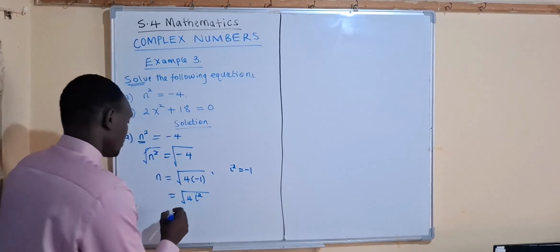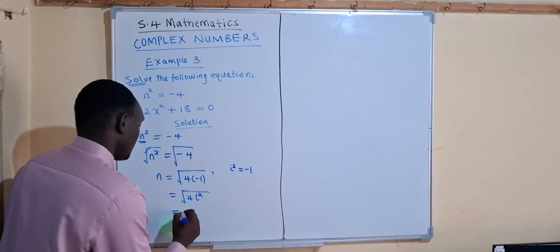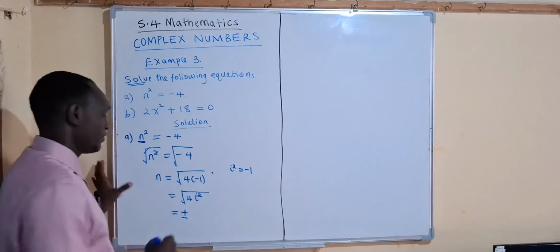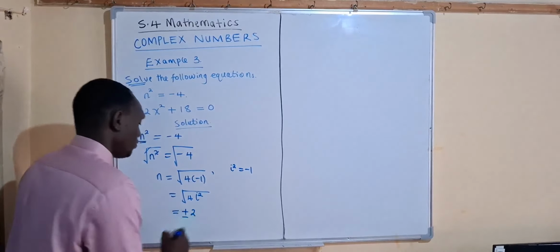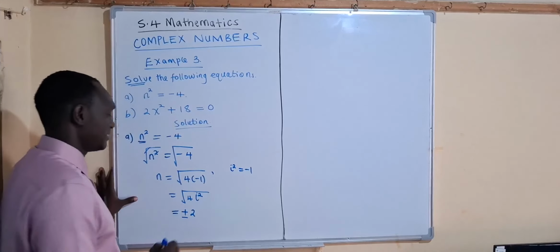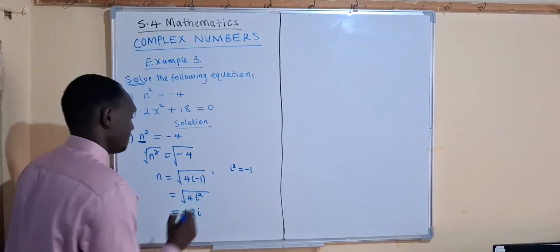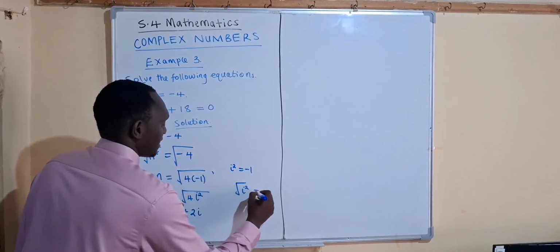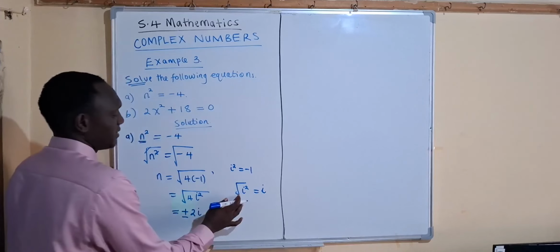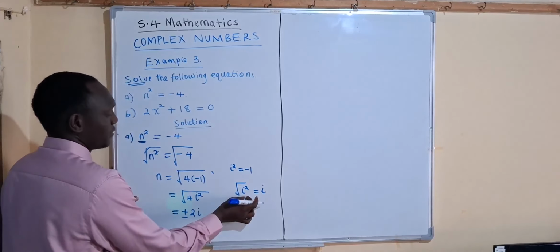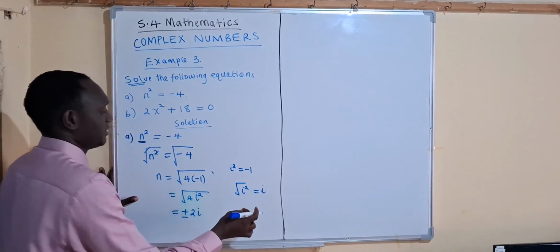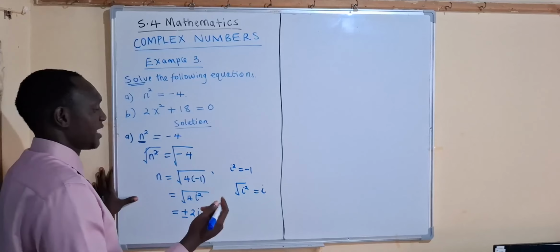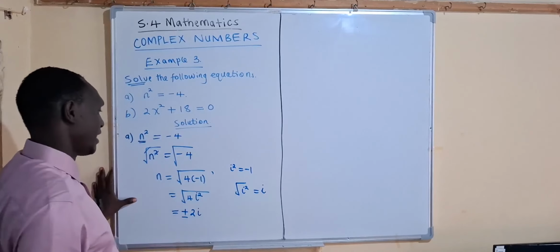Now, taking the square root, we know that the square root of any number is plus or minus. What is the square root of 4? It is 2. What is the square root of i squared? It is i. This is simply the half power of i squared. That means it is i to the power of 2 times a half, which is i to the power 1, which is the same as i.